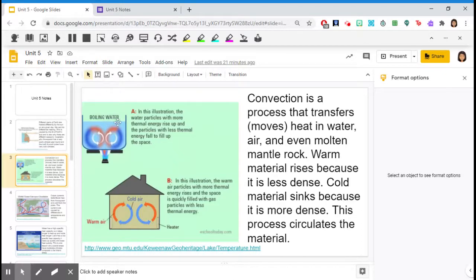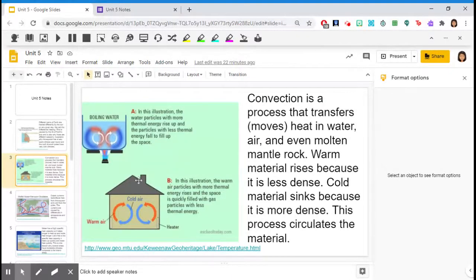And then as it gets to the top of the water, because it's cool above the water in our room temperature houses, that water then cools, and as it cools, it becomes more dense. As it cools, it loses energy, and the particles become closer together, so they're more dense. And because they're more dense, they then sink, where they're exposed to the heat again. That heated material then rises and continues that convection cycle or convection cell. So heated material rises, cool material sinks.